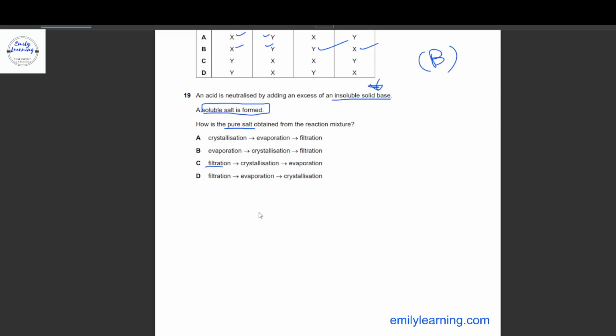So once you have filtered it, now you have the soluble salt in a solution. Okay. So how do you obtain the salt from its solution? Well, you must first evaporate some of the water to get a hot saturated solution, and once it is saturated, then the next thing you need to do is crystallize to obtain the salt. So the answer is D.